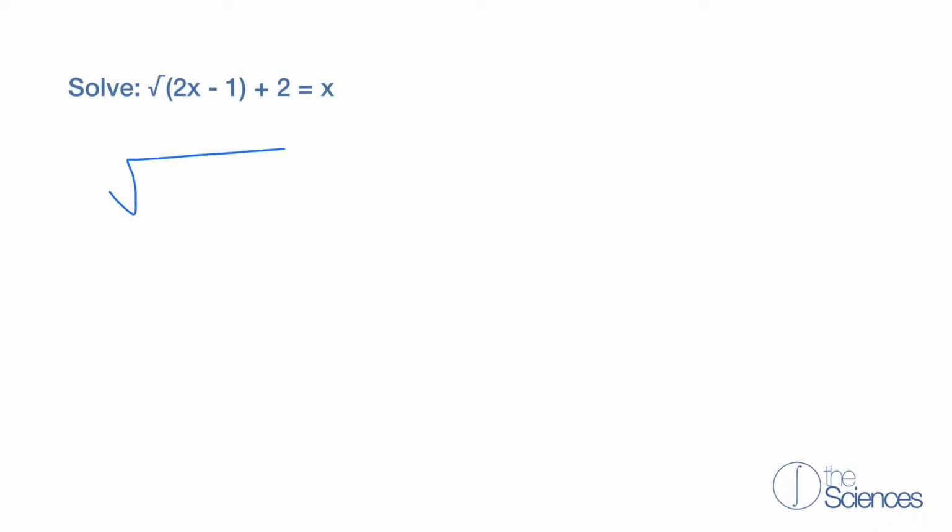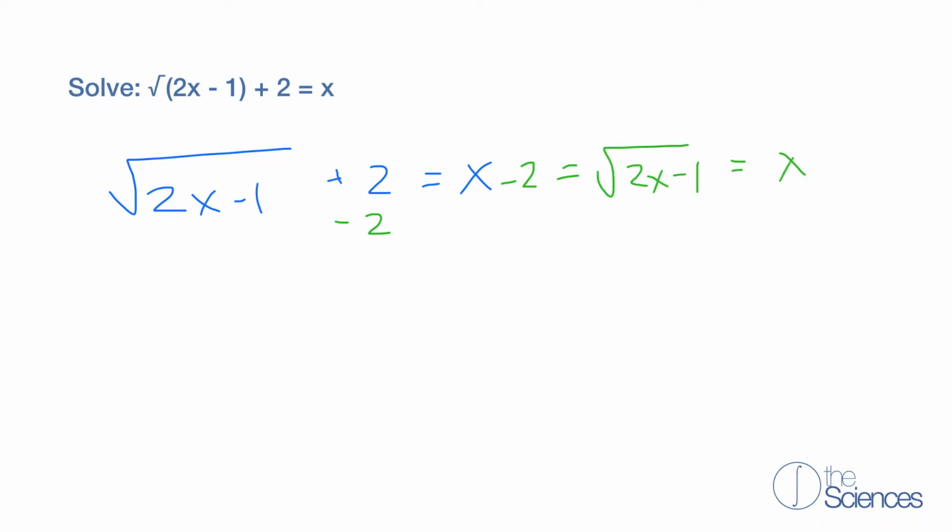Solve the square root of 2x minus 1 plus 2 equals x. So we want our square root sign all by itself. To do that, we're going to subtract 2 from both sides. So we get the square root of 2x minus 1 equals x minus 2.